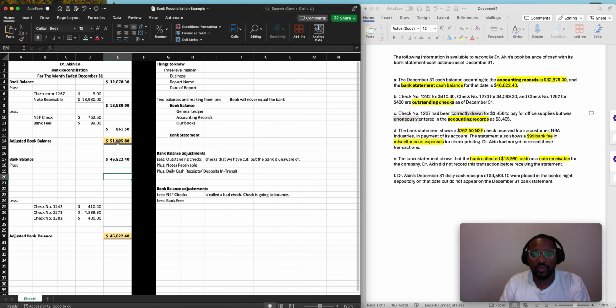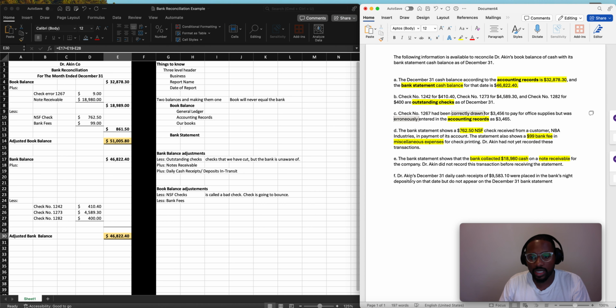So please note, even after we did all of that, it still isn't balanced yet. Let's see if there's anything else we need to do. Oh, there is. Dr. Atkins, December 31st, daily receipts of $9,583.10 were placed in the bank's depository on the date but did not clear or did not appear in the bank statement. So what happened here?